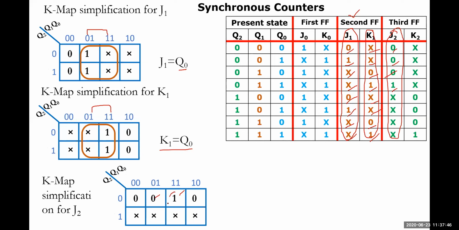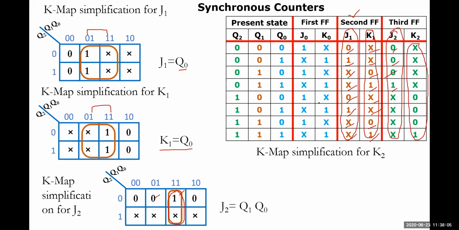Now I'd like to take the grouping here like this. So in this way I have to take the grouping. So for this one, Q2 gets cancelled and Q1 into Q0. The output will be Q1 into Q0. Similarly, for K2, for this particular input, I have simplified.